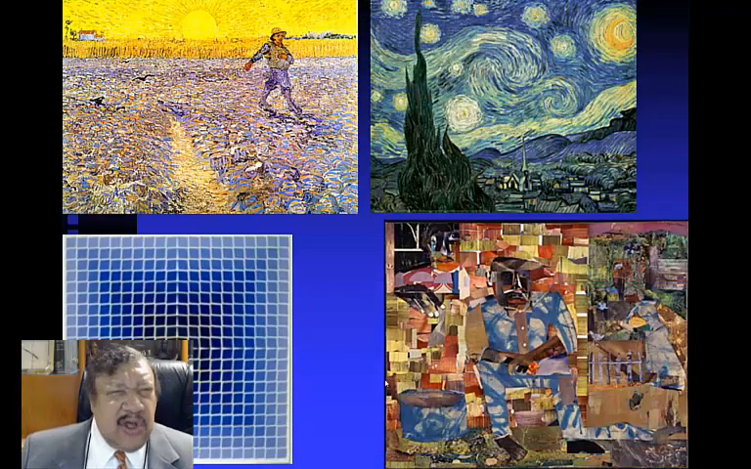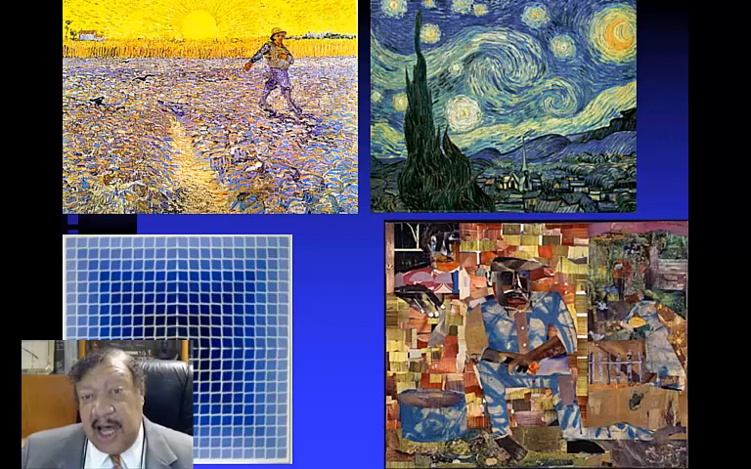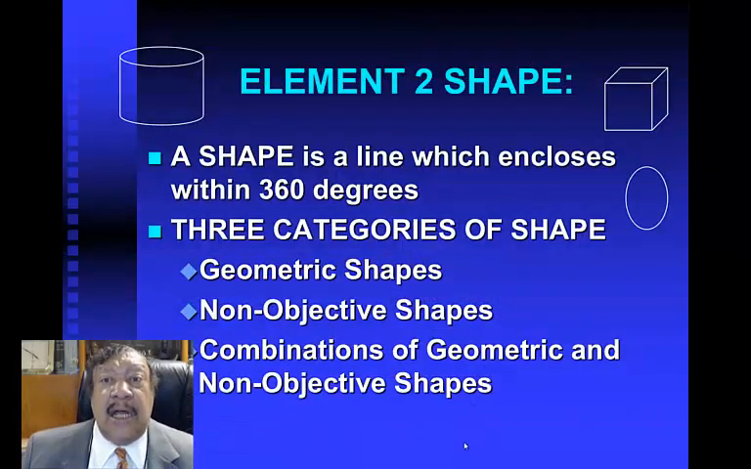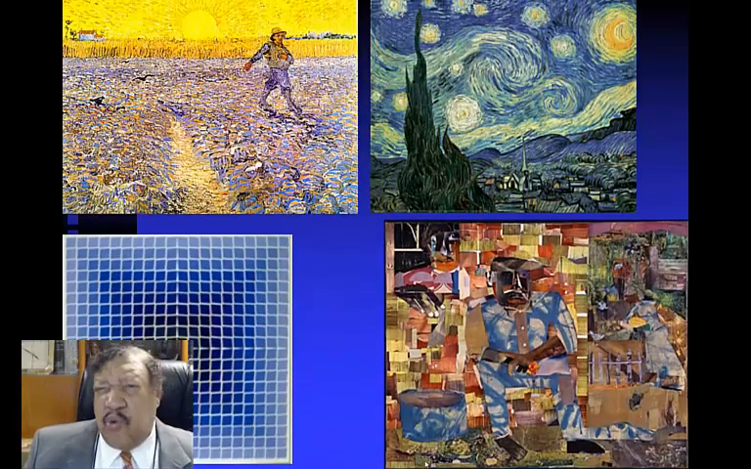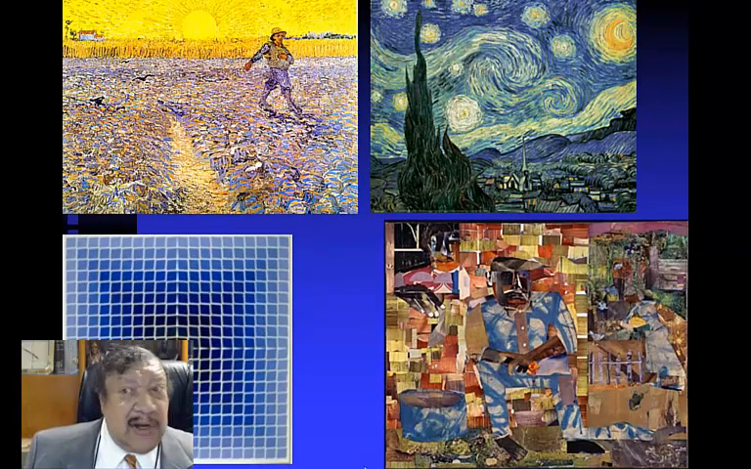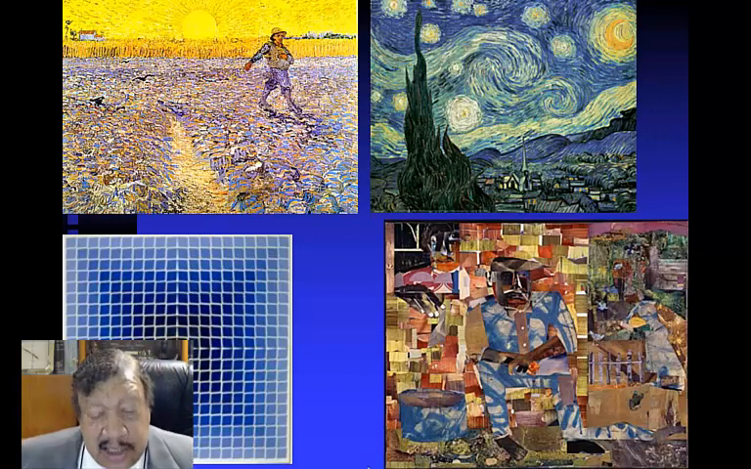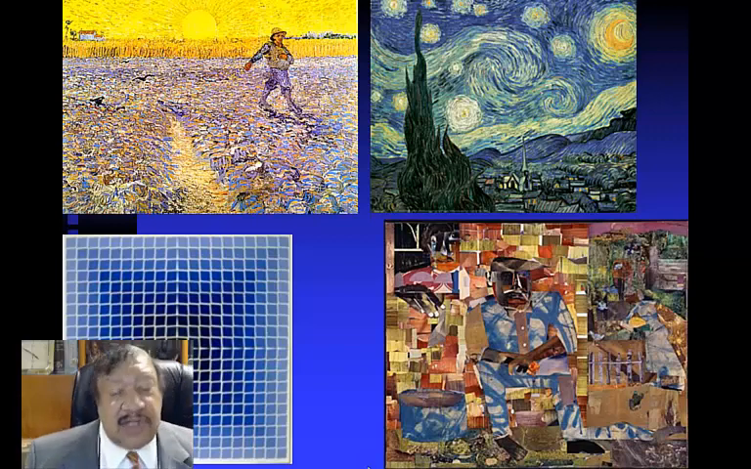So lines are used in a multiplicity of ways. Short lines, long lines, thick lines, thin lines. And we use line in all kinds of ways so that it directs your eye. Look at the Starry Night on the right, and on the left where Van Gogh does it, it's called the Sower, and this particular painting is in our textbooks.